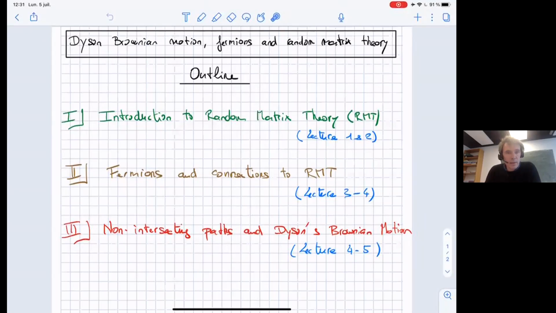During these lectures, I was asked to cover these three topics which are in the title: Dyson's Brownian motion, fermions, and random matrix theory. The common tool behind all these topics that I will touch upon is random matrix theory, and therefore I decided to start with a short crash course, or introduction, to random matrix theory, at least on the basic features and tools that we will need in the following.